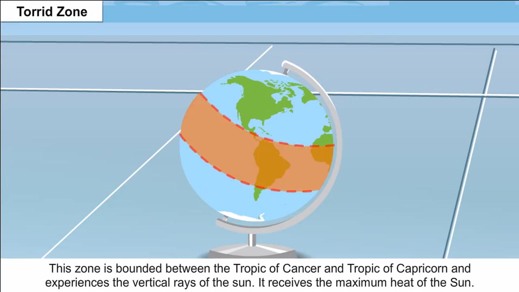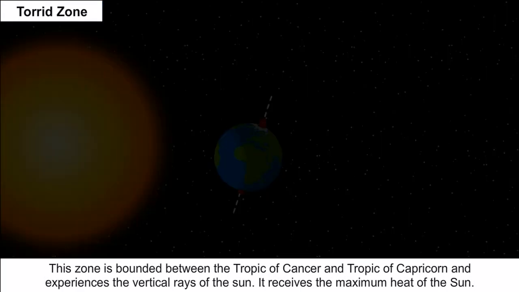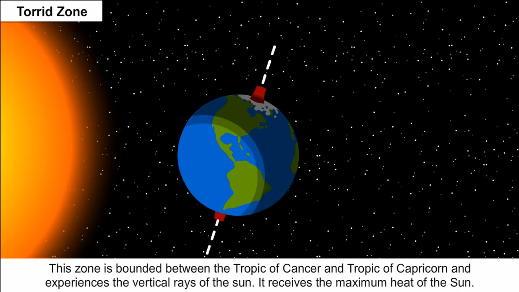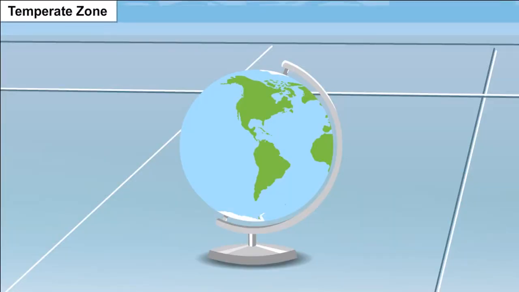Torrid zone. This zone is bounded between the Tropic of Cancer and Tropic of Capricorn and experiences the vertical rays of the sun. It receives the maximum heat of the sun. Temperate zone.